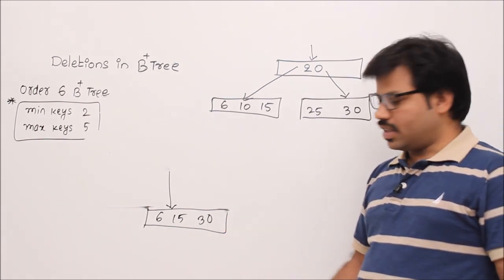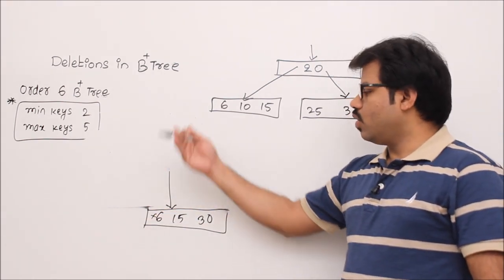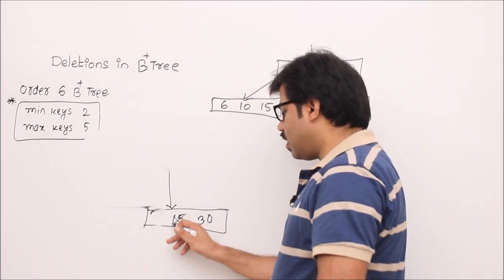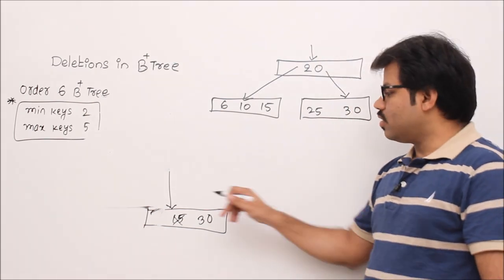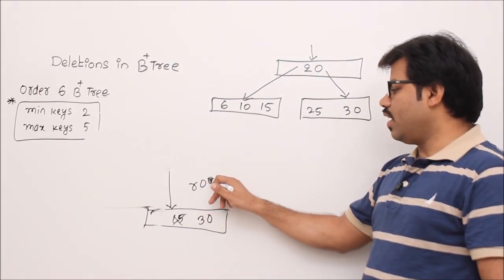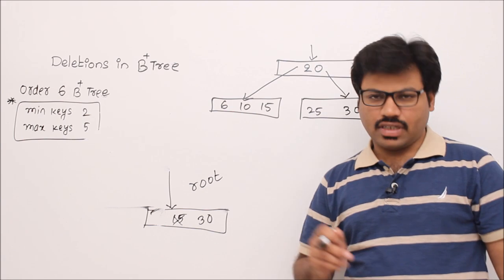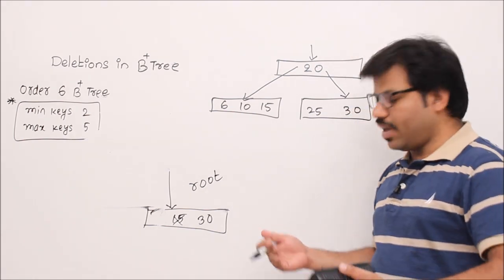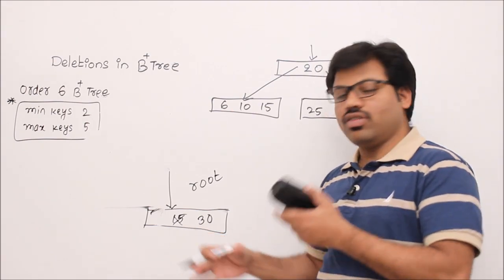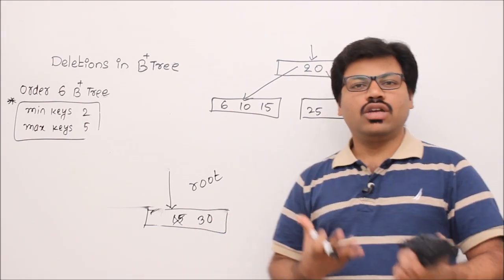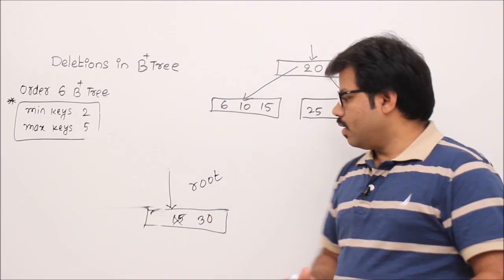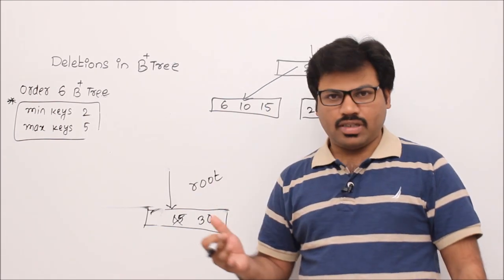Now delete again 6, happily we can delete, no problem. Delete 15, simply delete it. Sir, but the minimum condition is violated. So this is the root. Root doesn't have any minimum condition. That was the reason why we say root doesn't have any condition. Then only we can maintain the tree. Otherwise, in this kind of border cases, you can't maintain the tree. Understand? Similarly in insertion also. So this is about deletions in B plus tree.